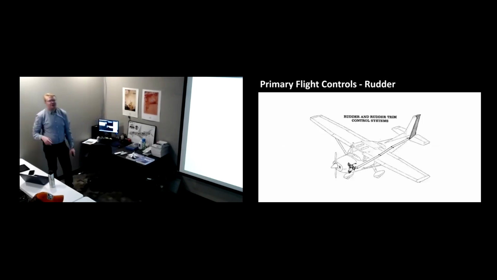Yes, the screen is split online. That did swap. I do apologize about that, but you should still be able to see it. Sorry.